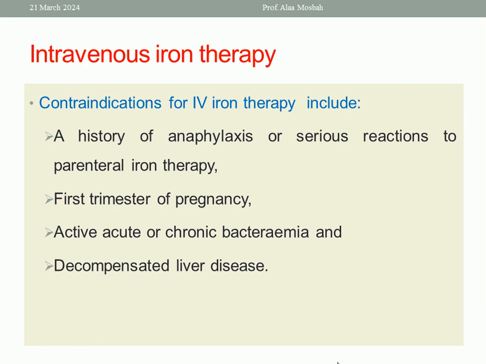Active acute or chronic bacteremia is another contraindication for IV iron therapy. Decompensated liver disease, those with liver cell failure or severe cirrhosis: don't give these patients intravenous iron therapy. These are the contraindications of intravenous iron therapy. So we now know the indications and the contraindications for intravenous iron therapy.